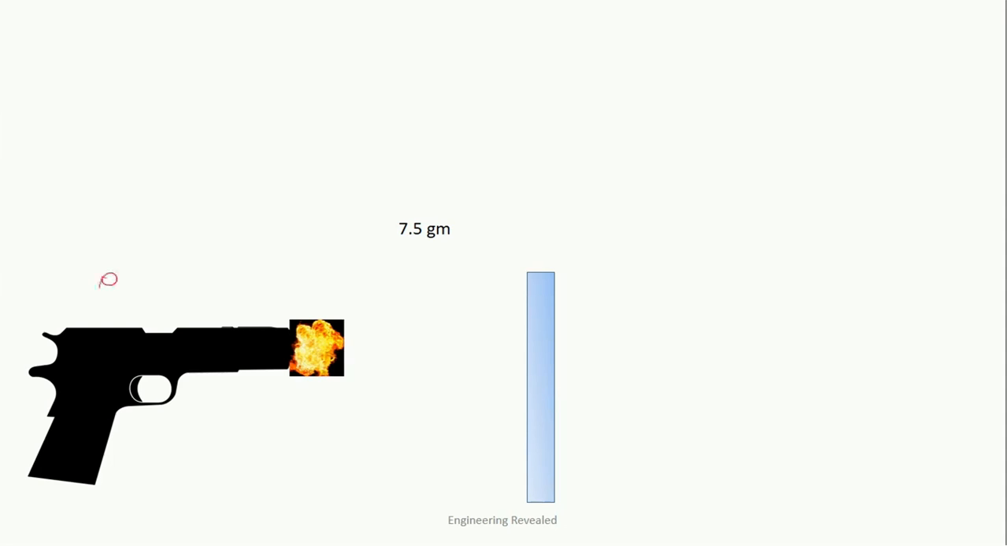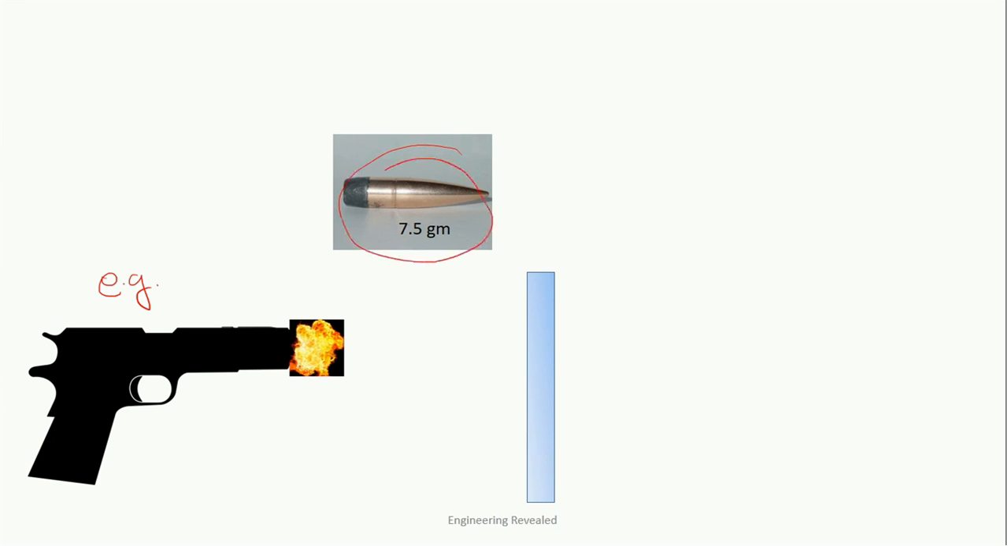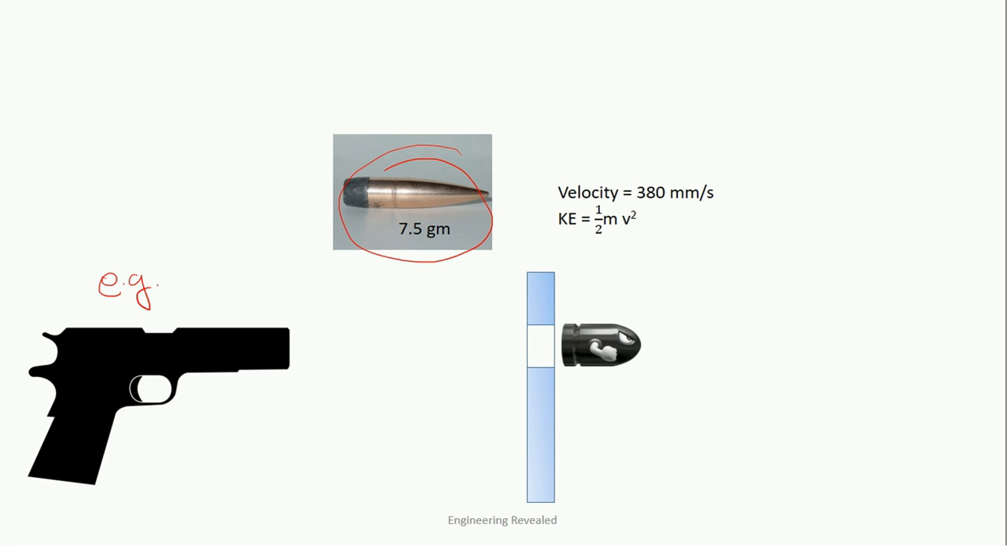This is with the help of a simple example of the gun and a bullet. We know that the bullet has a very low weight, for example 7.5 gram. When it is fired through the gun, it can cause huge damage. How? Because of the simple formula of kinetic energy. Kinetic energy is equal to half mv square. Here one factor that matters is the velocity. If velocity is high, kinetic energy is very high. The small weight bullet can do great damage. This principle is used for the machining process.